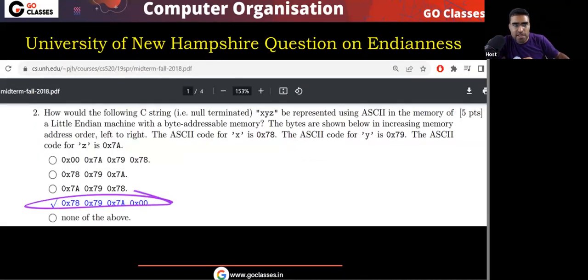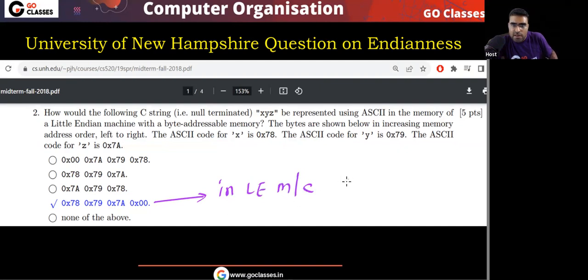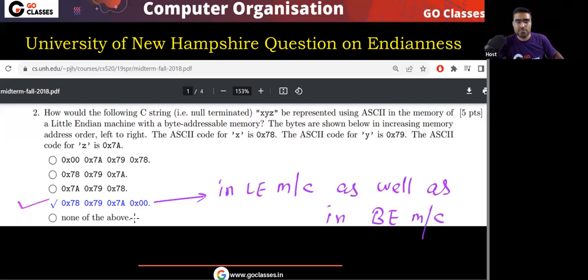So actually the answer will be 78797A00. I told you there are some options in this question. These are the options. This will be the answer in the little endian machine, as well as in the big endian machine. In both the machines, this will be the answer. Did you understand? Is this question clear to everyone?